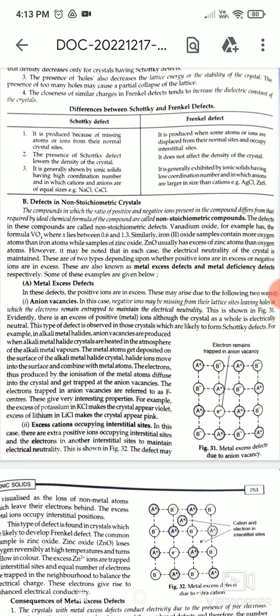These give very interesting properties. For example, the excess of potassium in KCl makes the crystal appear violet. Excess of lithium in LiCl makes the crystal appear pink.